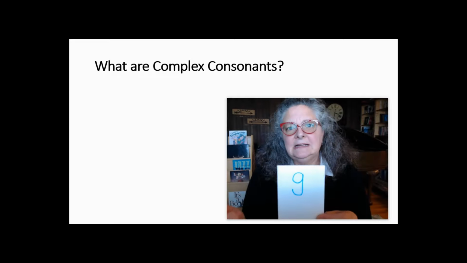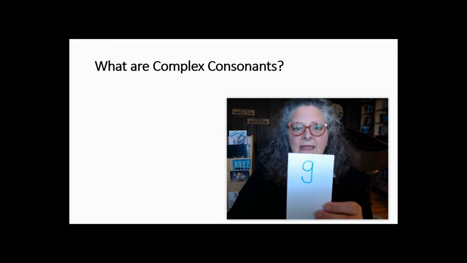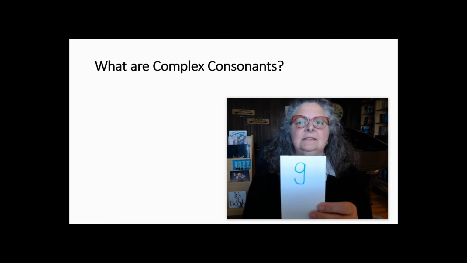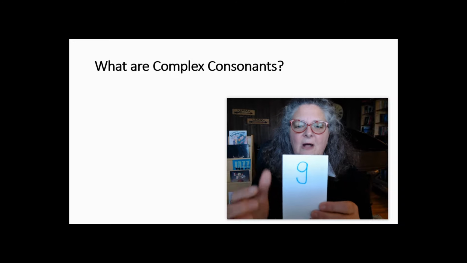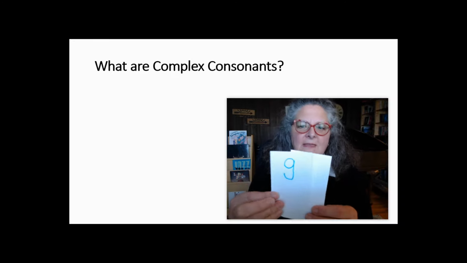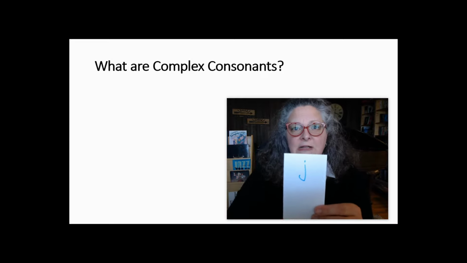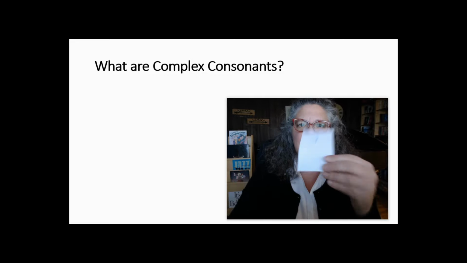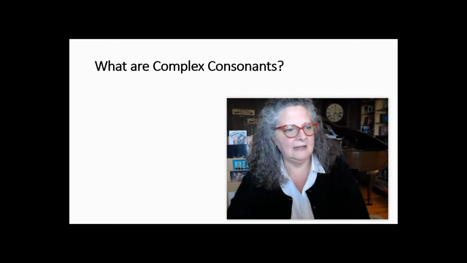G. Now you're also going to teach your students that when this letter is followed by I, E, or Y, it makes the sound J. So the first sound of this letter is G. The second sound this letter makes when followed by I, E, or Y is J. Good. Now I'm also going to teach students this phrase: no English word ends with J. And that's actually true. No English word ends with J.